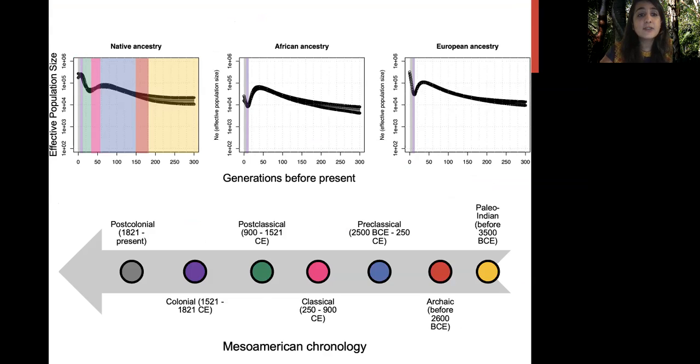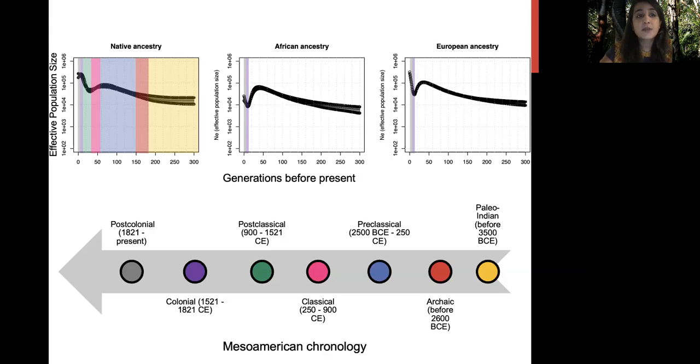And while we can't go as far back as the Bering Strait bottleneck 15 to 23,000 years ago, we can see the dynamics as far back as roughly 9,000 years ago if each generation is 30 years. We use Mesoamerican chronology to color the periods and find, interestingly, that for native ancestry, effective population size went through a slow and steady decline in the classical period, followed by an increase in the post-classical period, and then a smaller decline in the colonial period.